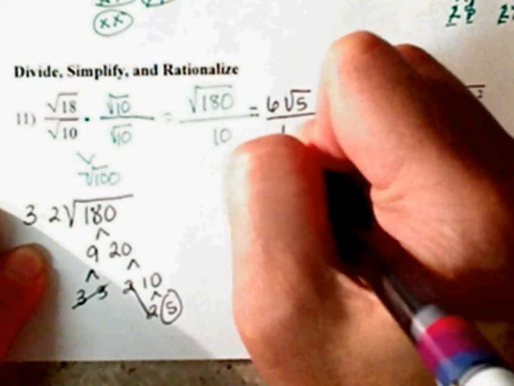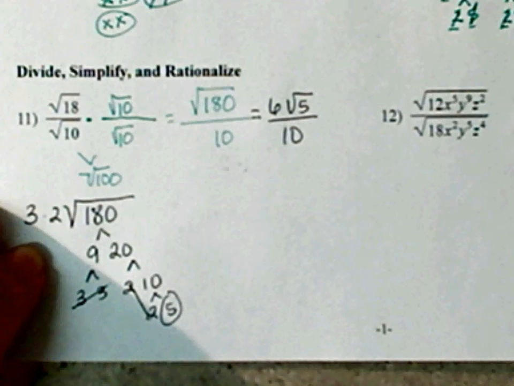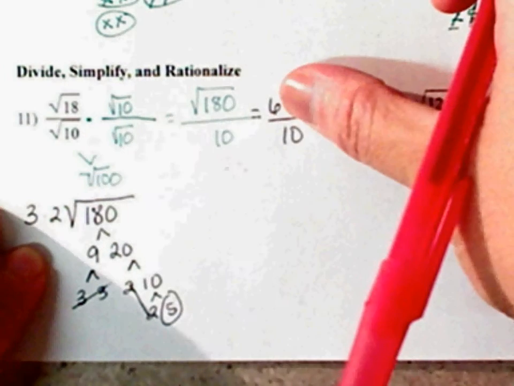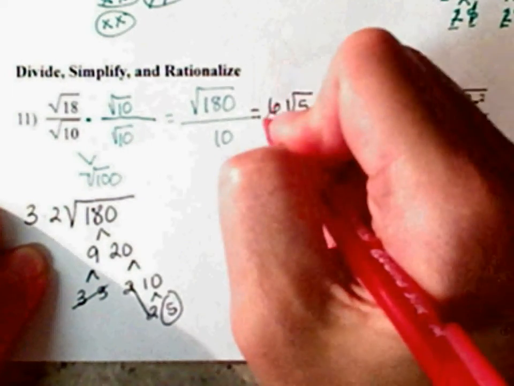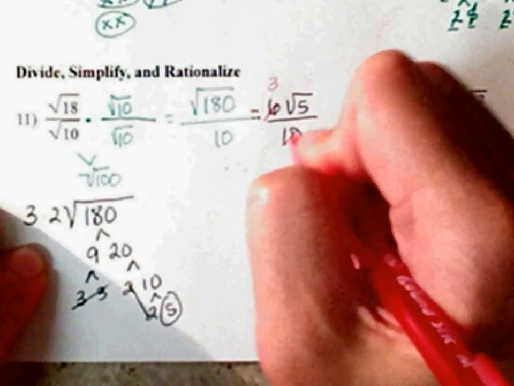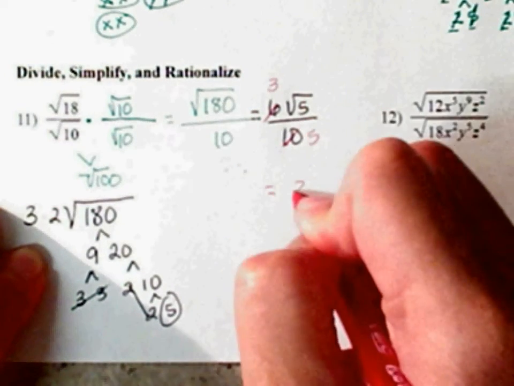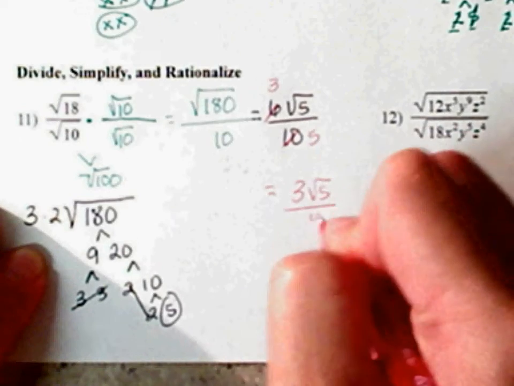You're taking care of your radical. Now just look at 6 and 10. Anything goes into that? Absolutely, 2. So that gives you 3. This gives you 5. So your final answer is 3 square roots of 5 over 5. Okay?